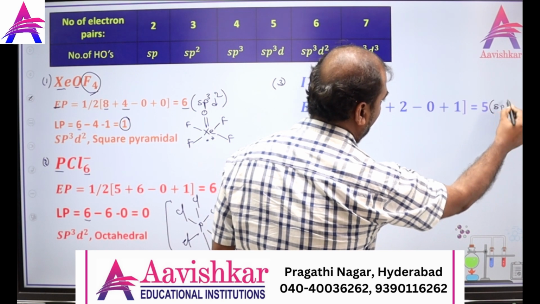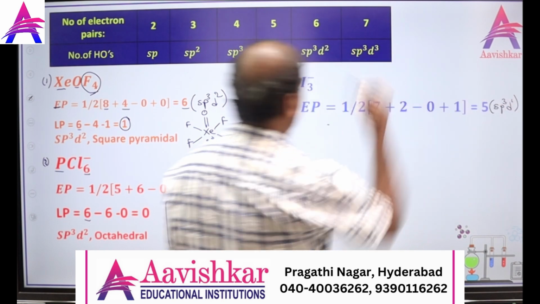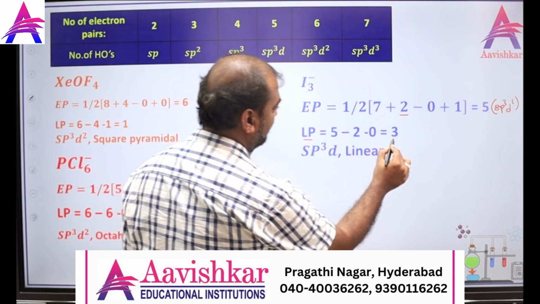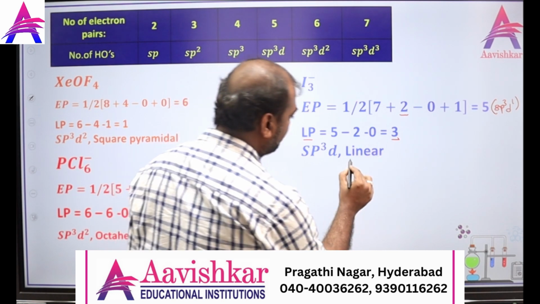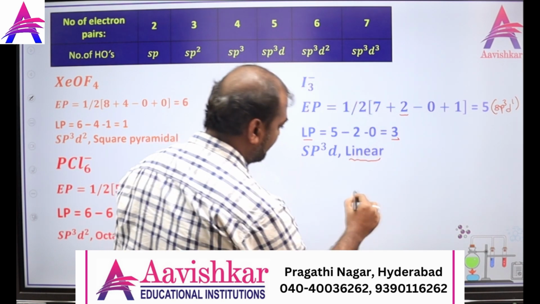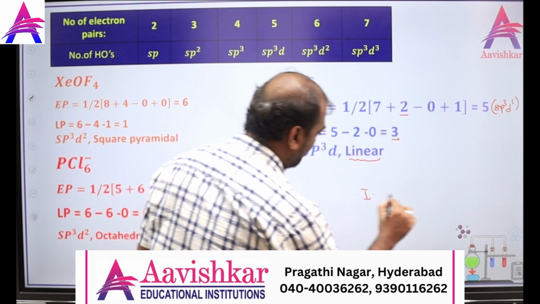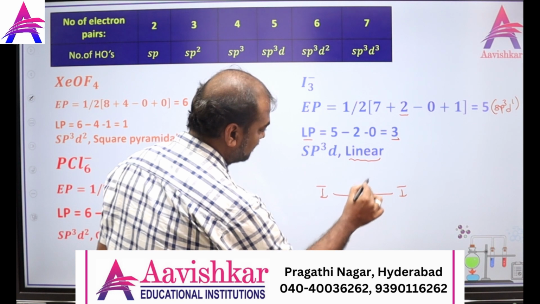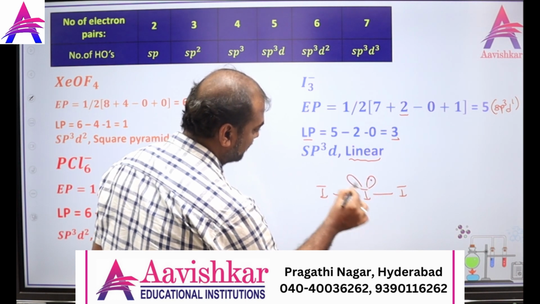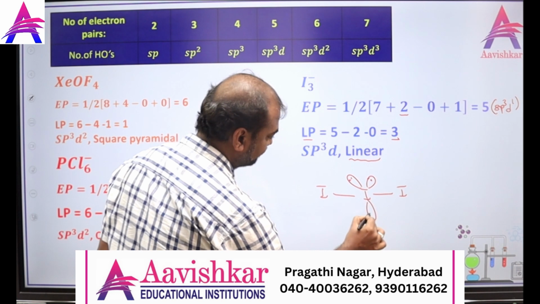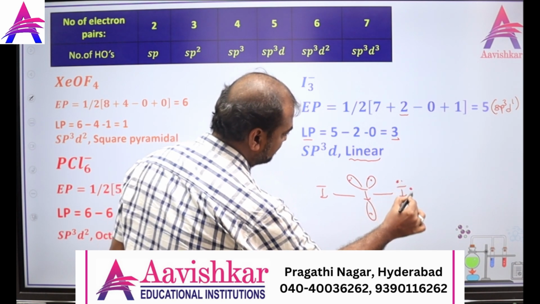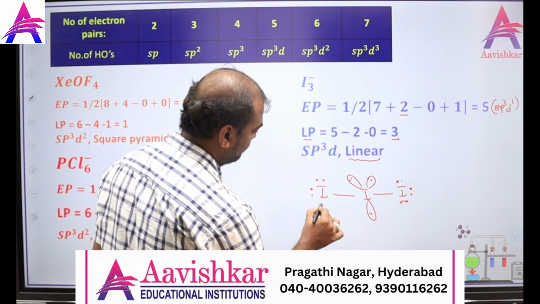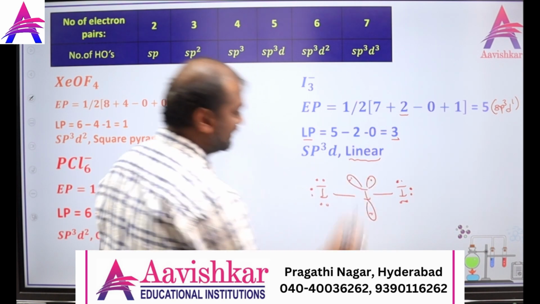The 5 indicates the hybridization is sp3d. Then for the number of lone pairs, 5 minus 2 minus 0 gives 3 lone pairs. What does 3 lone pairs mean for the structure? It will be linear. The central iodine is bonded to 2 terminal iodines in a straight chain, and the middle iodine has 3 lone pairs. The terminal atoms also have lone pairs. So it looks linear in structure.